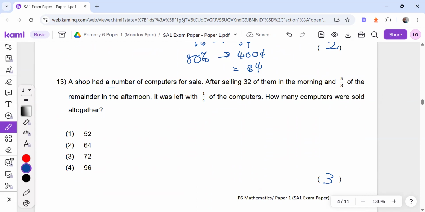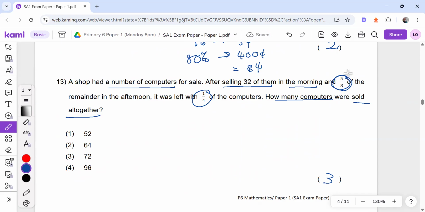Let's read the question first. A shop had a number of computers. After selling 32 of them in the morning and 5 over 8 of the remainder in the afternoon, it was left with 1/4 of the computers. How many computers were sold altogether? Okay, let's start with Bailing. What is this fraction talking about?